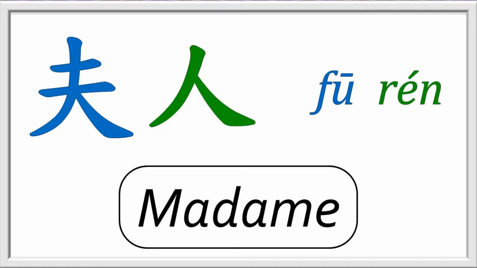If we add the person pictogram and say fu ren, we have the expression for the wife of a high official, or the title Madam. For example, Wang Fu Ren, Madam Wang, or Li Fu Ren, Madam Li. Madam is placed after the surname.